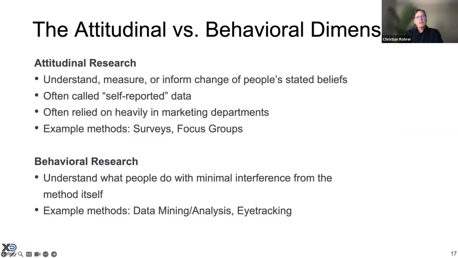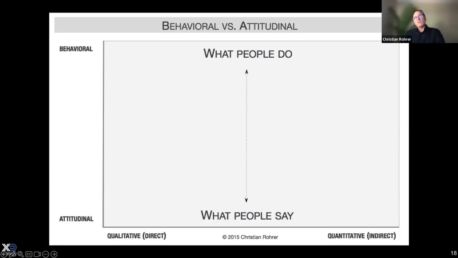Second dimension is around the attitudinal versus behavioral dimension. And I sometimes say attitudinal research is really around the self-reported type of data, what people can articulate, what they're able to say that they feel, using things like surveys or focus groups as examples. Whereas behavioral research focuses on what people are doing, ideally without too much interference from us. And we might use something like eye tracking or data mining to look at something behavioral in nature. And that distinction really comes down to the difference between what people say and what they do.